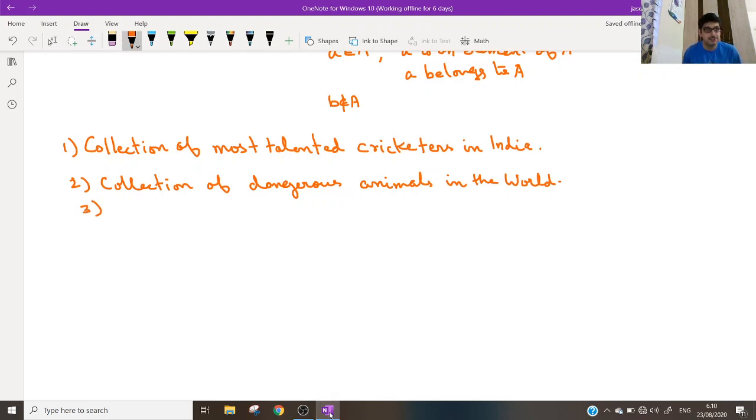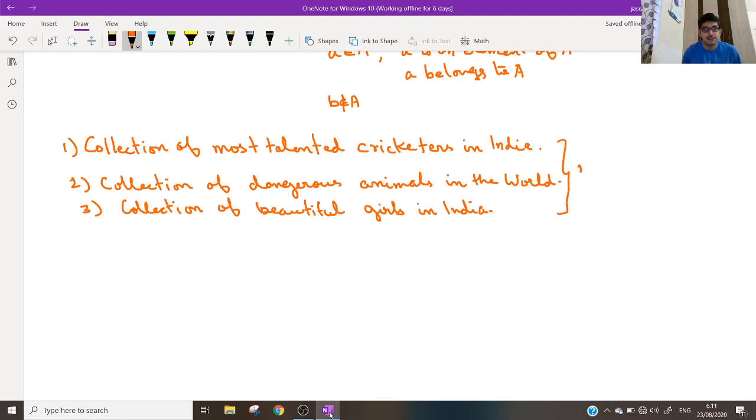So next, collection of beautiful girls in India. This is also not a set, because it varies from person to person. So these are examples of collections which are not well defined.